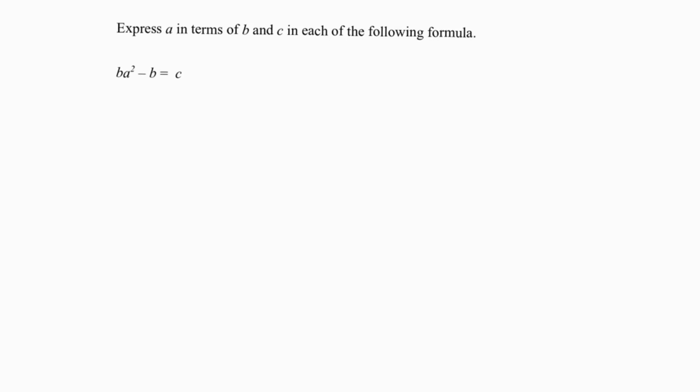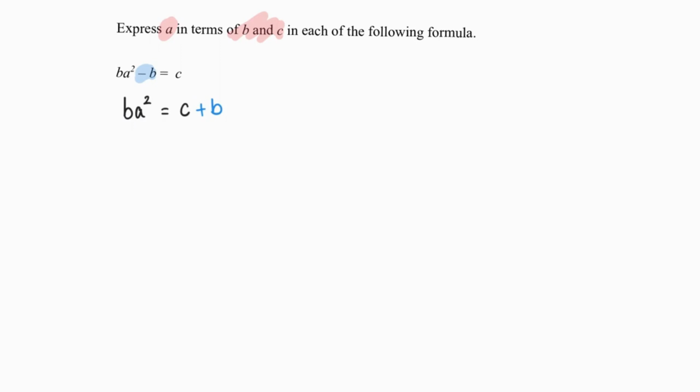Hello everyone, welcome to this video where we are required to express A in terms of B and C in the formula. This means that we are trying to make A the subject. And I saw that A square is there, but I saw this negative B here. And so I would add b on both sides such that you will see that my next line will be this.